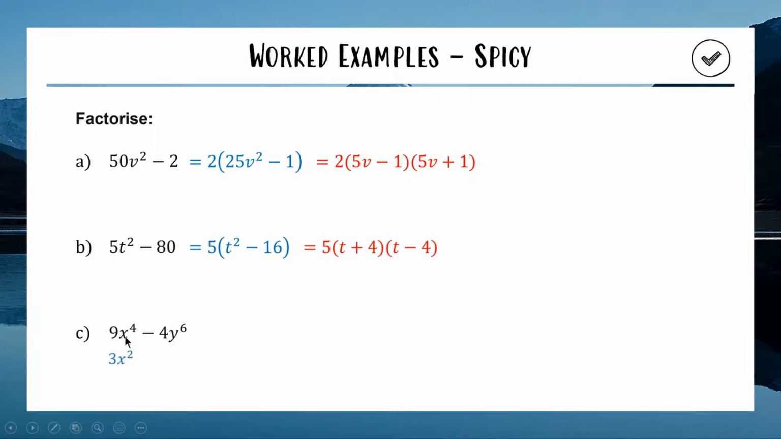So we have our square roots being 3x squared for the front term, and we have 2y to the 3 for the second term as our square roots. So to factorize, we've got to take these two blue bits, we've got to add them and subtract them, put them in a bracket, voila, there is your answer. It's not super beautiful, but it is super correct.